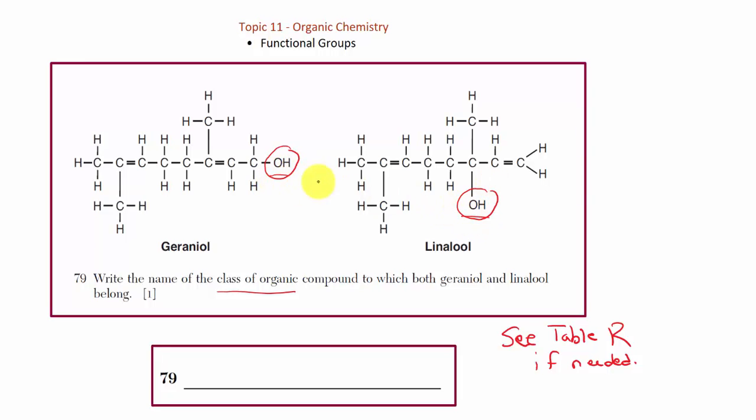Now, due to the presence of this group, we know that both of these compounds belong to the alcohol family of compounds. And if you don't remember where to find that information, it's on Table R. Table R will give you a good representation of all the different functional groups. So because of the presence of that functional group, these are both members of the alcohol family.